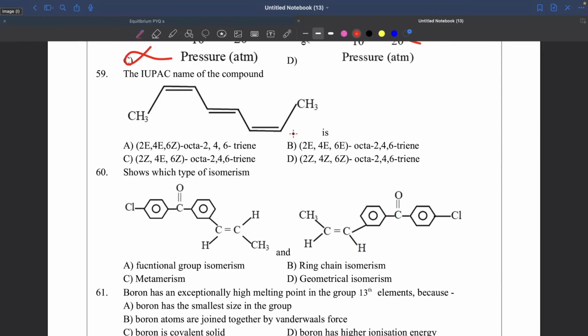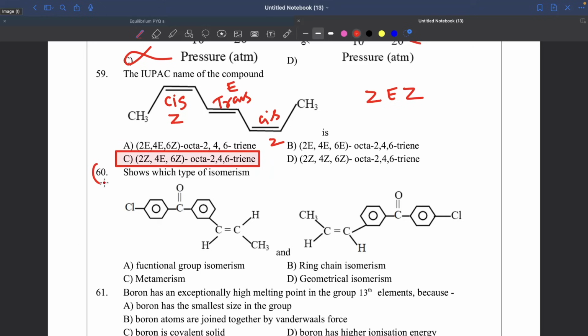In IUPAC, the name of the following compound is given. I believe it is a geometrical isomer, you have to check this. So, here this is cis, this is trans, again this is going to be cis, but the question has EZ nomenclature. Cis is Z, trans is E and cis is also Z. So, it should be Z, E, Z. So, we have only one option like that. So, option C is the answer for this question.